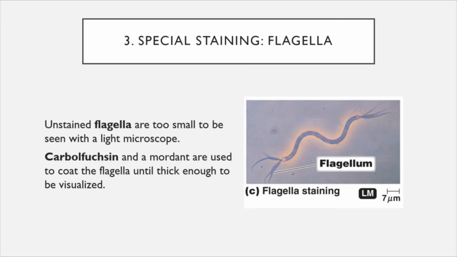Normally, flagella are too fine and small to be seen using a normal light microscope. However, they can be visualized using a special stain that applies carbolfuchsin and a mordant to coat the flagella and essentially increase its diameter until it is thick enough to be visualized under the microscope, as you can see right here. In this particular bacterium, we have not one but multiple flagella that are present on either end of the cell.